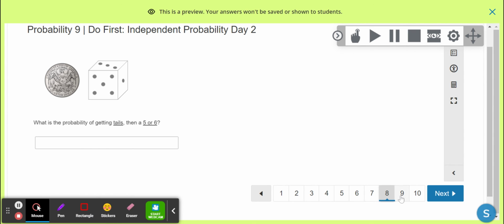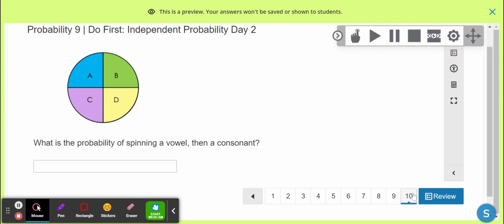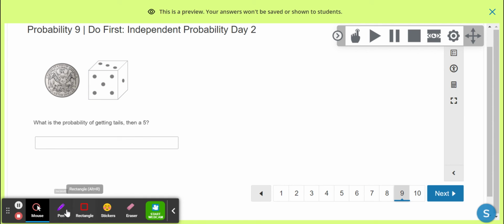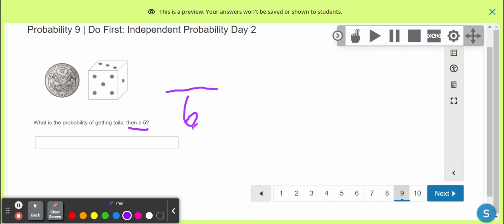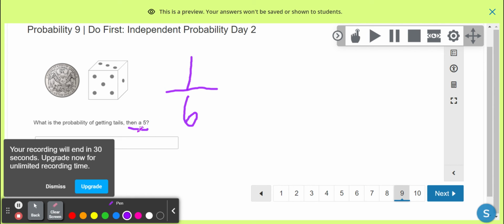Let me just take a peek at these. Tails 5. That should be easy. All right. I'm not going to do this whole one. I will just say that for getting a 5, of the 6 sides on the dice, how many of those sides is the number 5? It would be 1. So we have a 1 in 6 chance of getting a specific number on the dice.